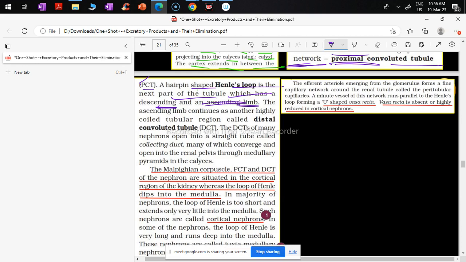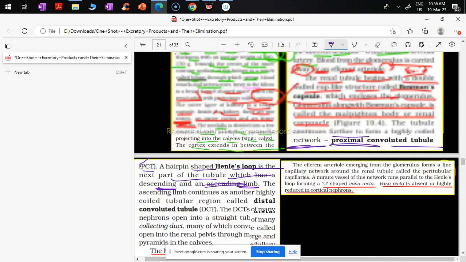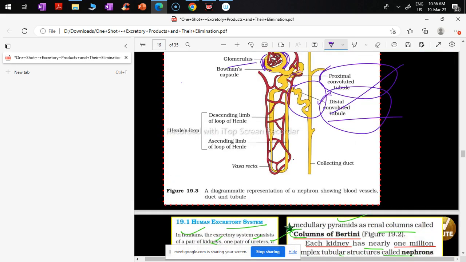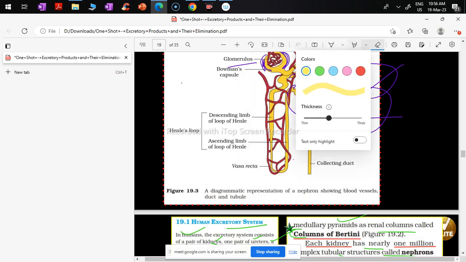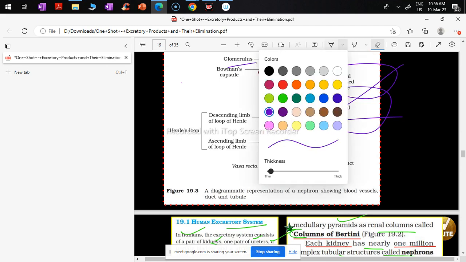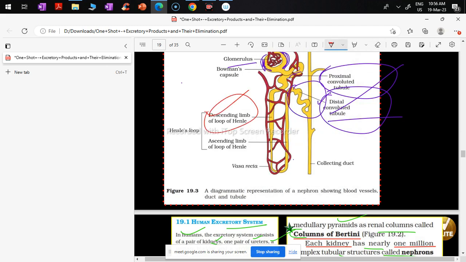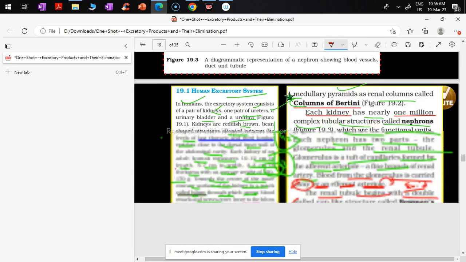Okay. So ascending and descending limb, you can see in this diagram also two types of limb. This Henle's loop is a U-shaped structure. This is the Henle's loop, and it has two types of limbs. First is the descending limb, and second is the ascending limb of the loop of Henle.